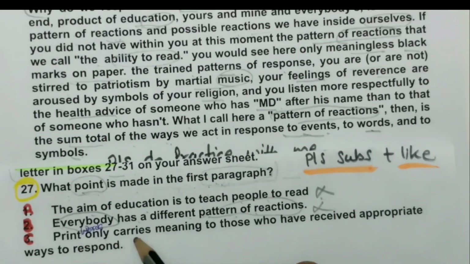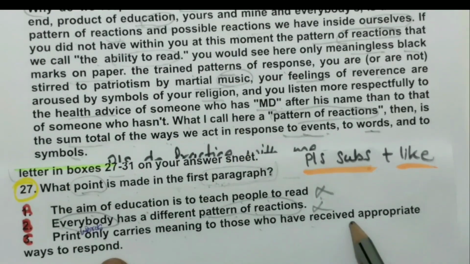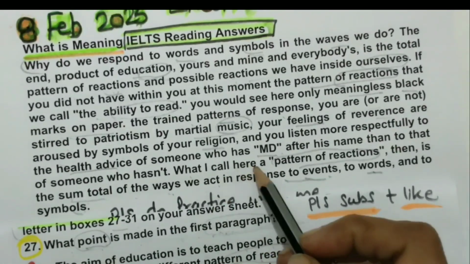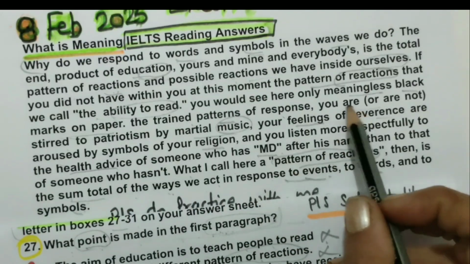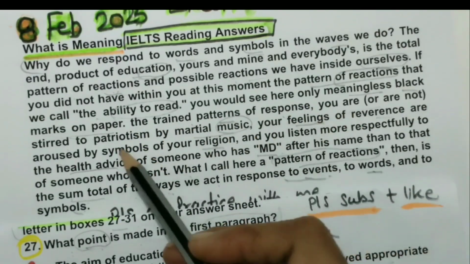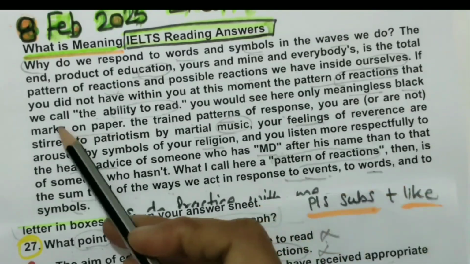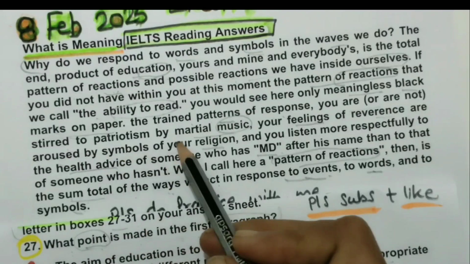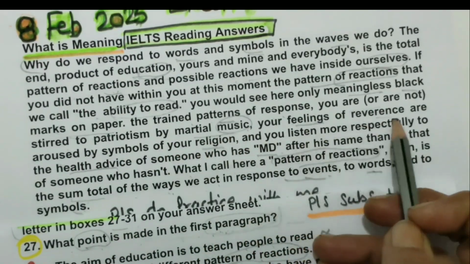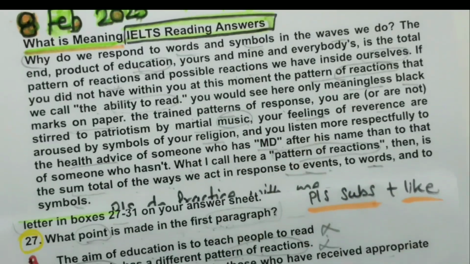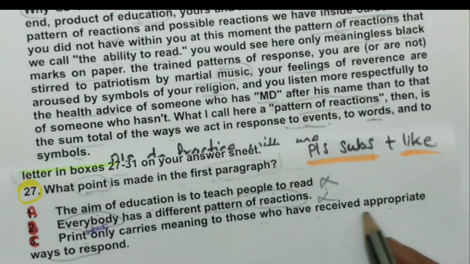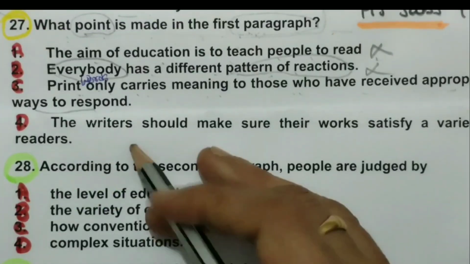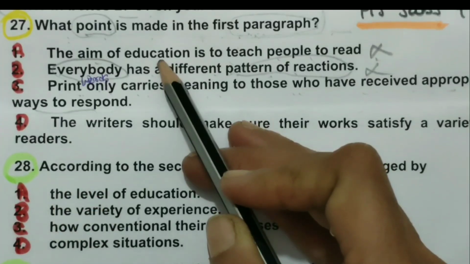Print words only carry meaning to those who have received appropriate ways to respond. So where is the word print words? I think they are talking about meaningless black marks on paper, the trained patterns of response. You are stirred to patriotism by martial music. Your feelings of reverence are aroused by symbols of your religion. Carries meanings to those who have received appropriate ways to respond. So this first option is also not there.